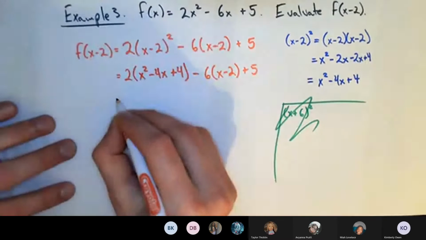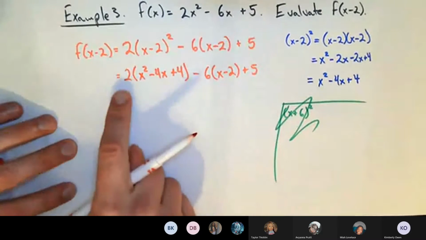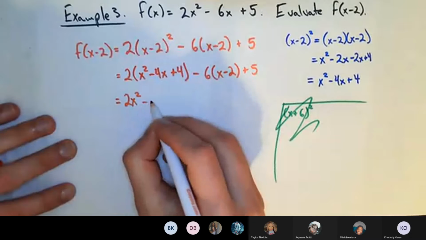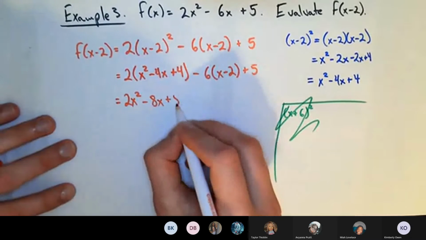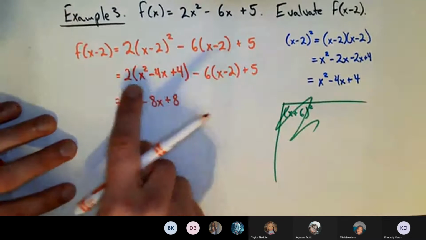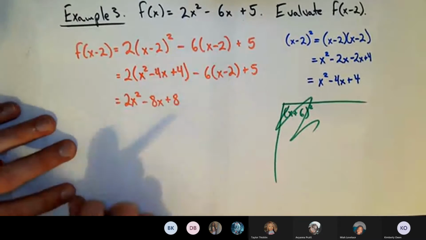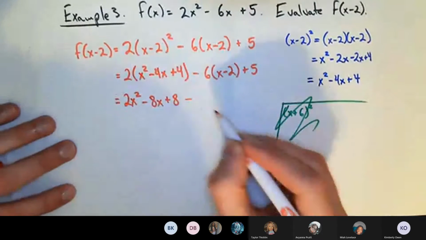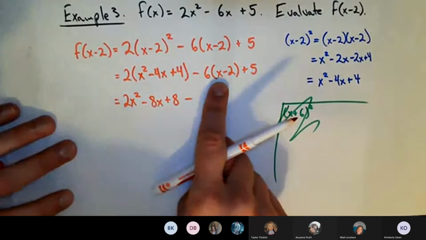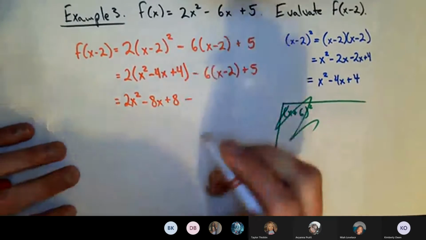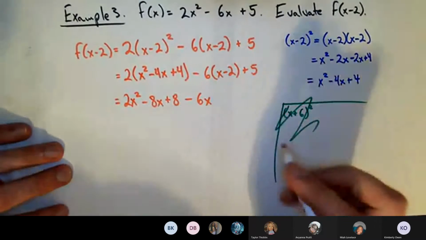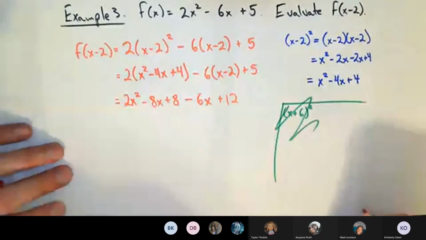All right, now I'm going to go ahead and distribute the 2 here. So 2x squared minus 8x plus 8, that's me distributing the 2 to all 3 of these terms. And so I'll do my distribution in one step. So that means I'll go ahead and distribute this minus 6. Negative 6 times x gives me negative 6x. Negative 6 times negative 2 is positive 12.